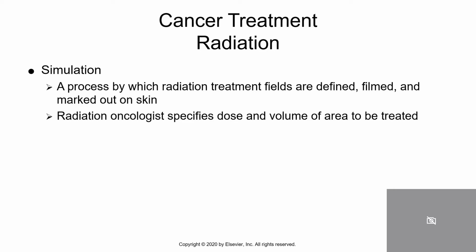And the whole process by which they determine what the treatment fields of the radiation are is very specific. They define those areas and mark them out, placing a little tattoo mark almost on the skin so that when the patient comes back day to day, they can get that same specifically marked area.